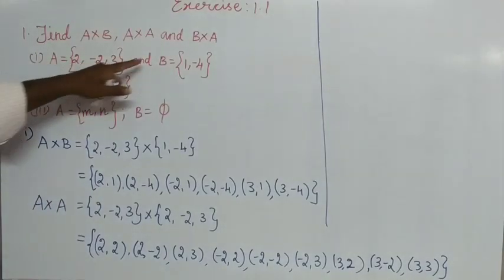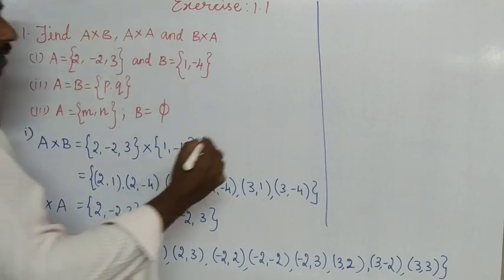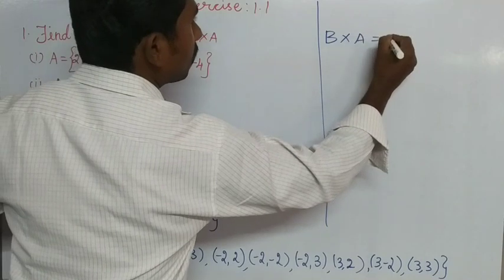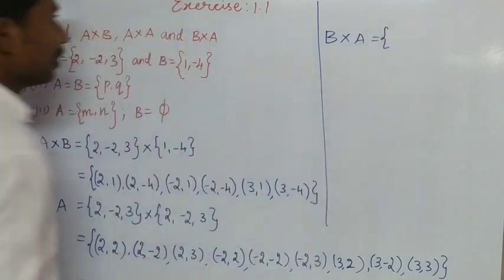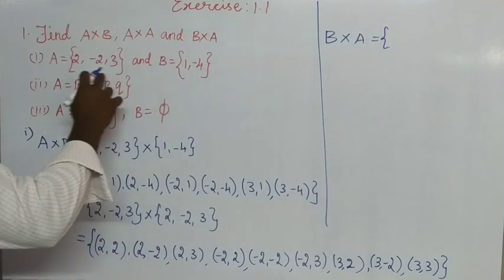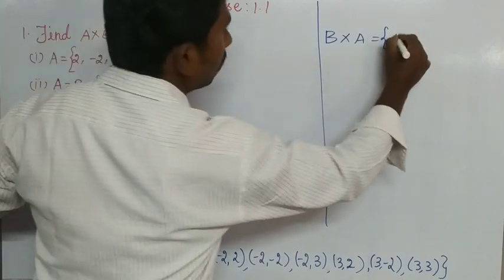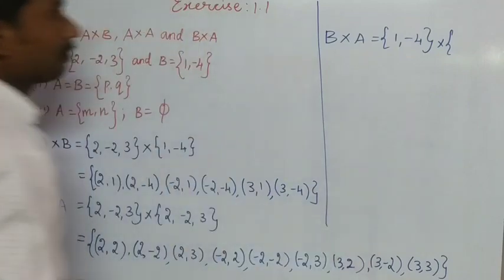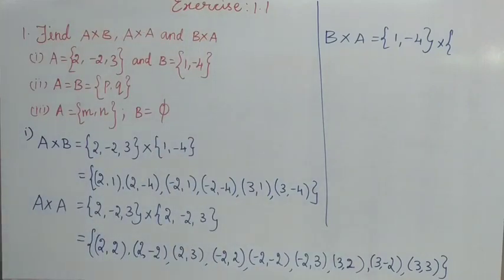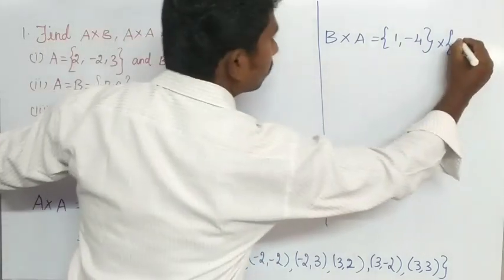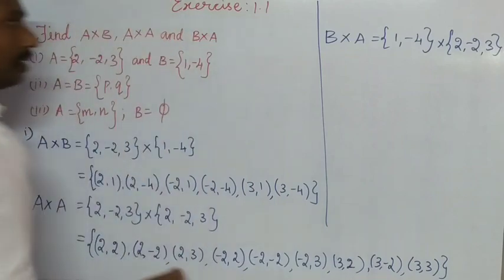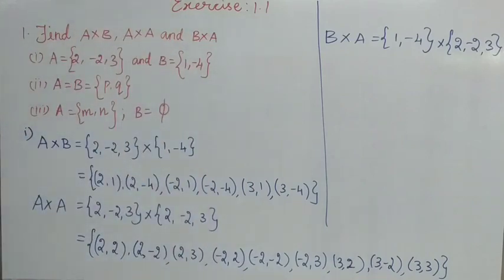Next, the third one, B cross A. We have to find B cross A is equal to, first write the elements of B. What are the elements of B? 1 comma minus 4 cross the elements of A. What are the elements of A? 2 comma minus 2 comma 3. Now we have to make the Cartesian product B with A.